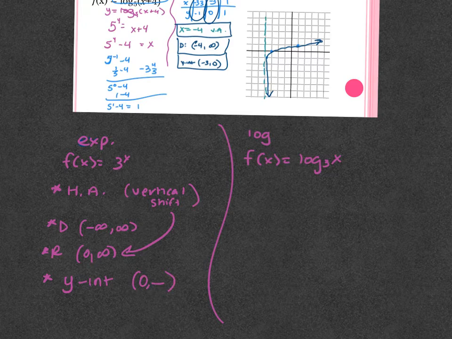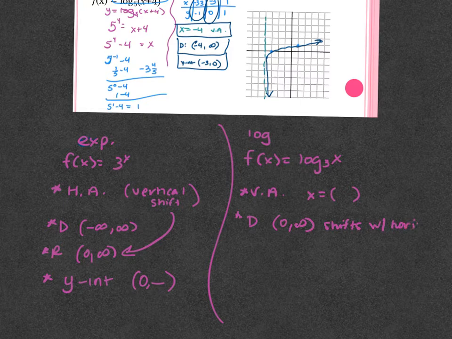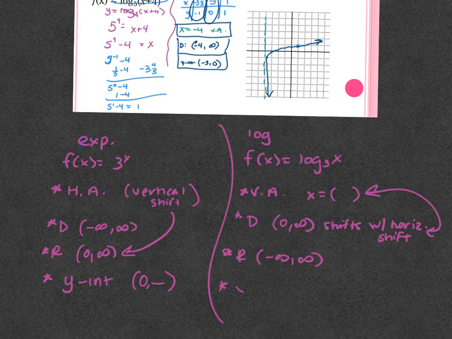The log function, you'll have a vertical asymptote, and that comes from the x equals whatever's inside the parentheses. Your domain is now restricted. It's 0 to positive infinity, and it shifts with the horizontal shift, or whatever in the parentheses. So that affects both of these. Your range this time is all real numbers, and it will ask you for your x-intercept, which you're plugging in for y, so it should be easy. It should already be in your t-chart.